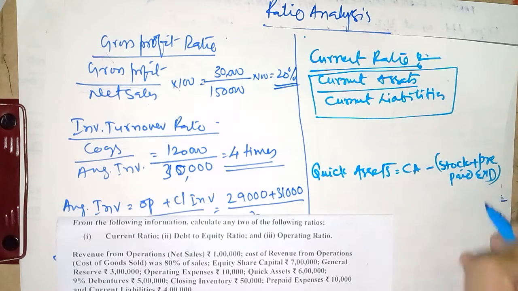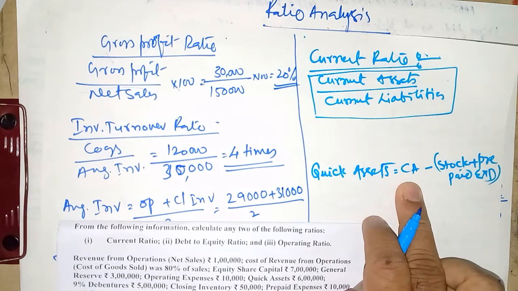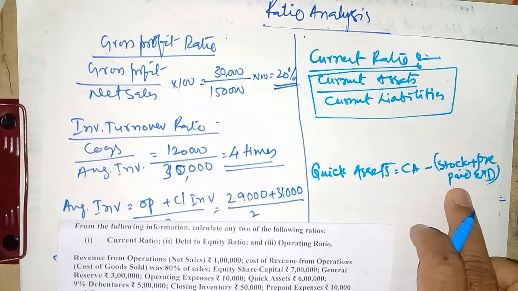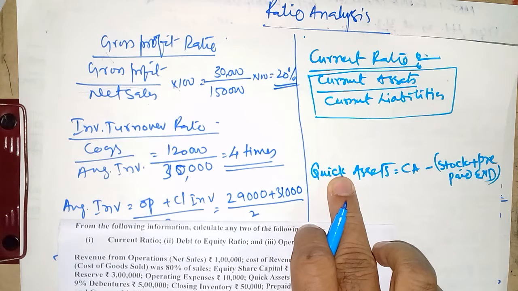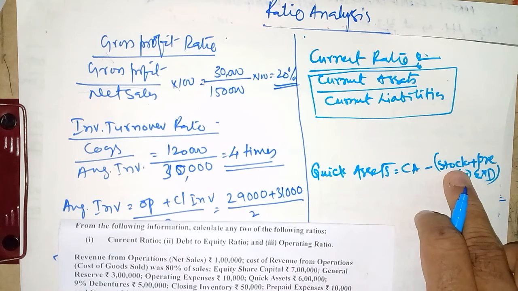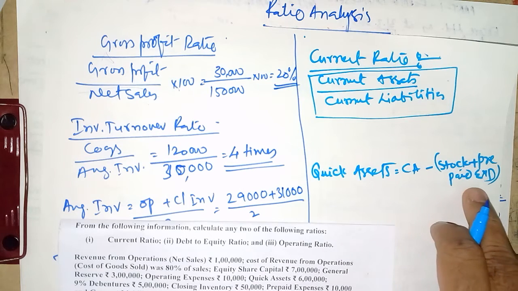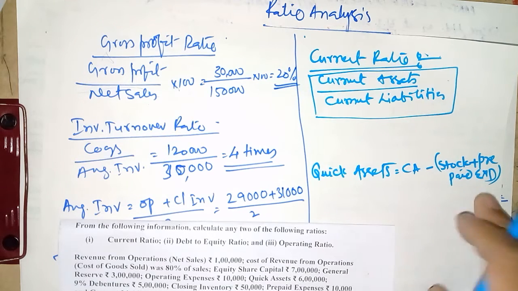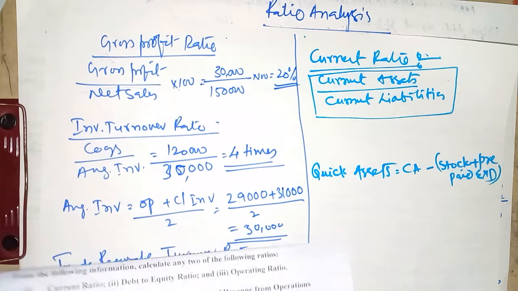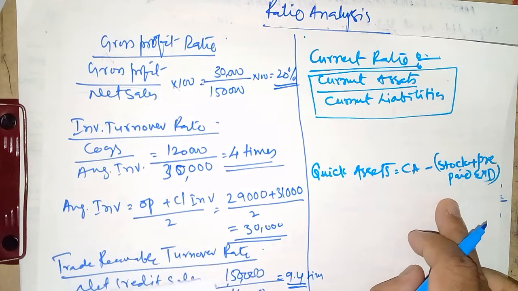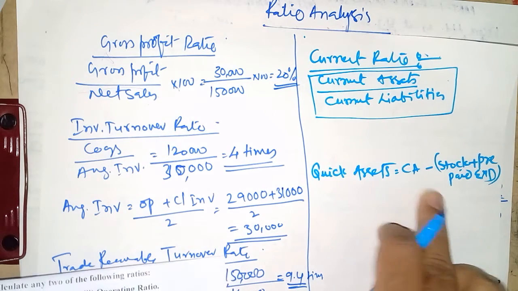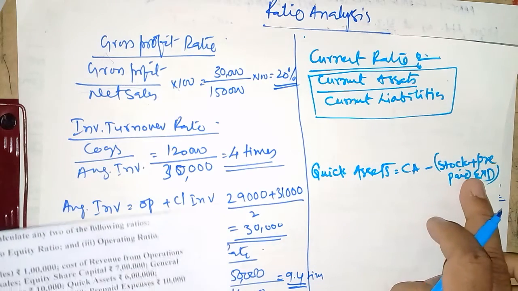In the sense, what? All the current assets but excluding stock and prepaid expenses will become our quick assets. The reason is, the stock cannot be converted into cash within a short span of time, and prepaid expenses are already prepaid, right? That's the reason why these two items will not come under the category of quick assets. Hence these are excluded.